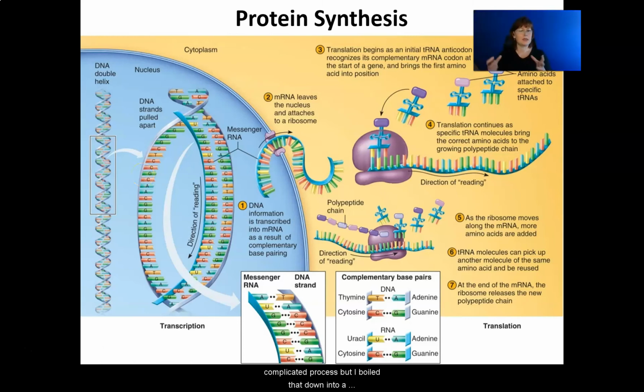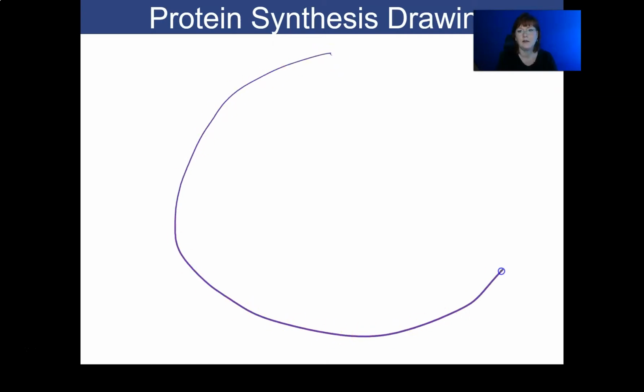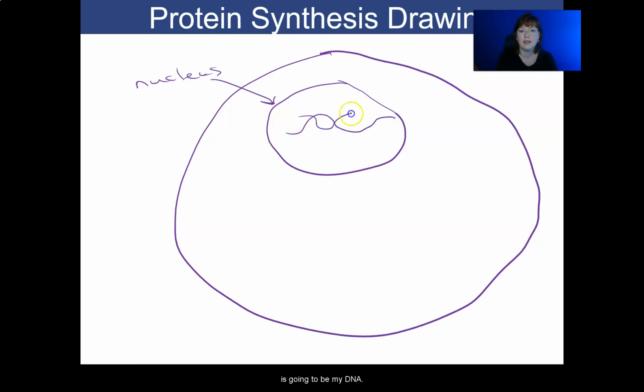Now this was a pretty complicated process, but I boiled that down into a drawing. So let's recap that drawing real quick. So the first thing we need to do is have a cell, and we need to have a nucleus within that cell. So this is my nucleus. Inside that nucleus is going to be my DNA.